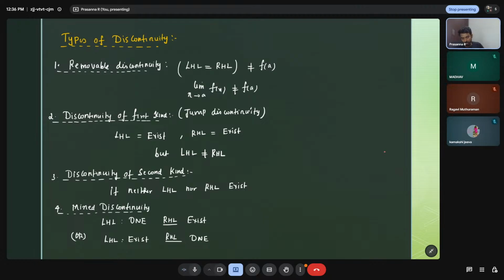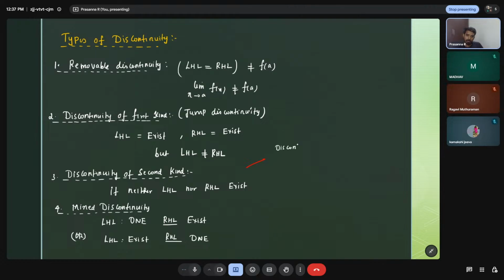If the limit as x tends to a, f is said to have a discontinuity of second kind from the left if your LHL does not exist, but your RHL exists and the function value also exists. F is said to have a discontinuity of second kind from the right if your RHL does not exist. Again, they are classified into two things.